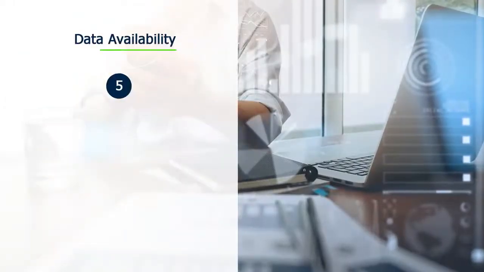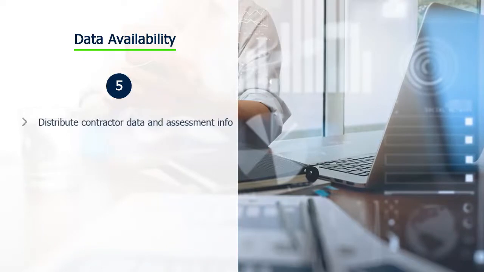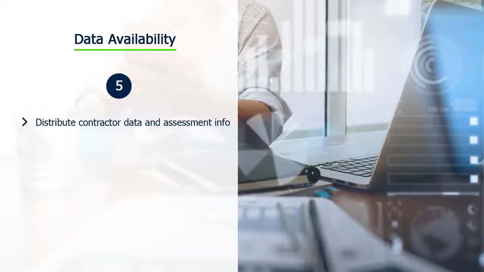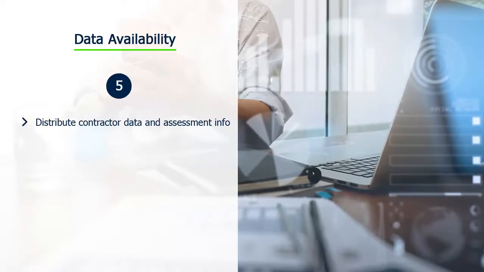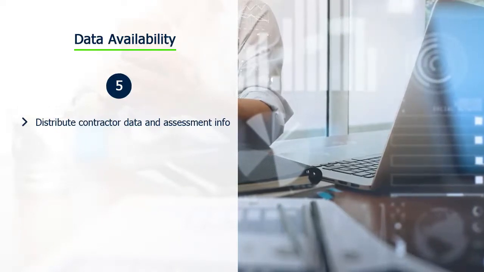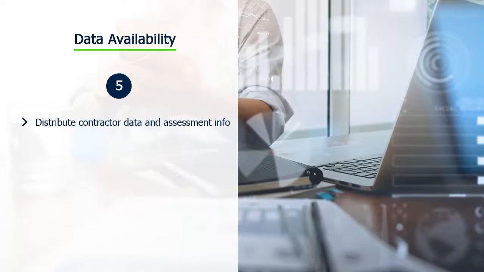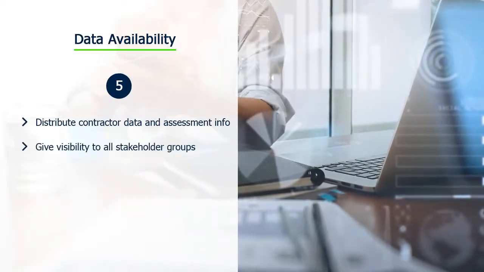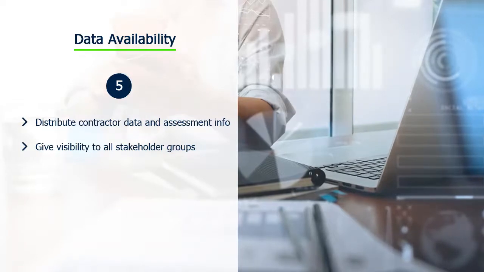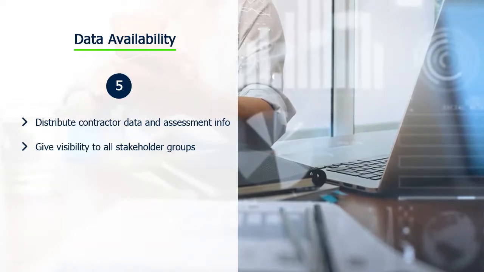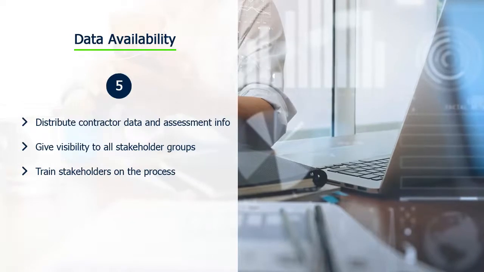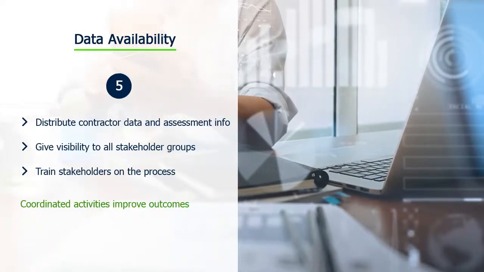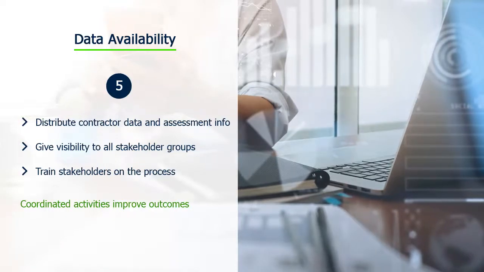5. Make pre-qualification data available to those who need it. The pre-qualification information is only helpful if those who need it have it available. So, while it might seem obvious, ensuring that all members have access to the data and the assessment will save time and prevent duplication. It's also essential to ensure everyone knows how your contract management system works. Team members' input and coordinated activities improve the process and outcomes.